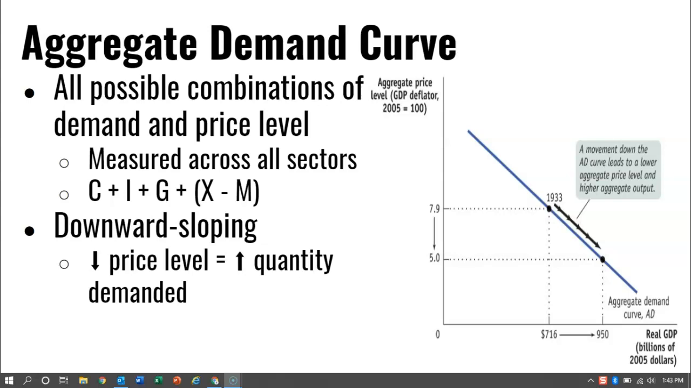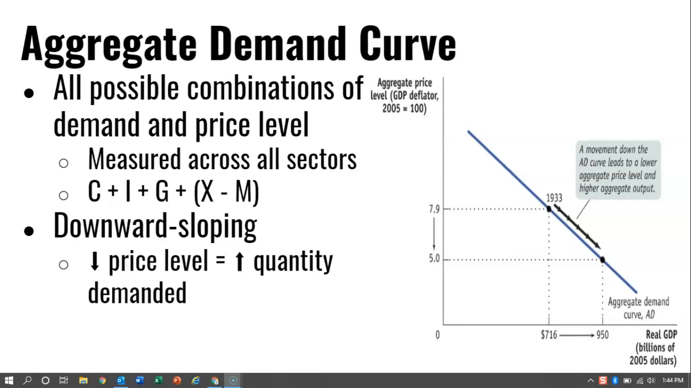Another reason it's downward sloping is because the lower price level makes all goods more affordable in our economy, particularly things made in our economy. And so we'll purchase more things. Again, if you have more resources, you tend to purchase more goods.